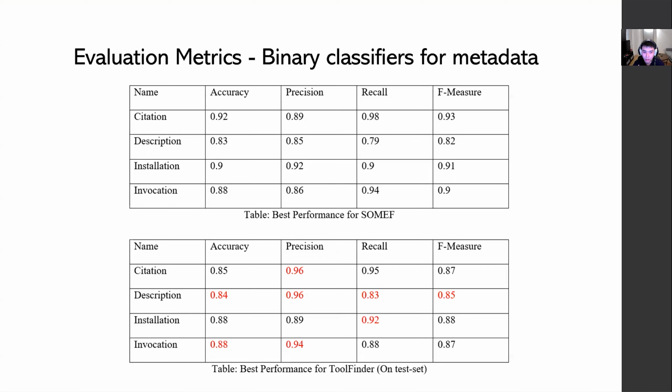Take the example of the citation precision, 0.96. 0.96 is larger than 0.89, and that means our citation classifier for Tool Finder has a better precision than the citation classifier in SOMEF. But you can see that for recall, we only have 0.95 and they have 0.98. So it's kind of a trade-off between precision and recall. But there is one exception, the description one. For the description one, our model Tool Finder has better performance on all four statistics than SOMEF.